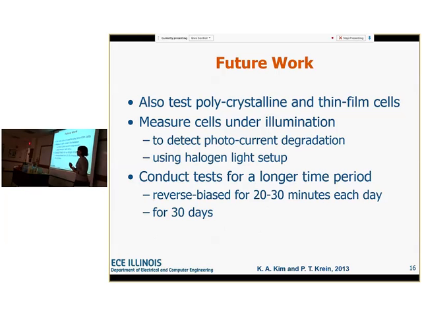We'll look at probably some polycrystalline and hopefully some thin film. We really do want to measure them under illumination, because the thing that I'm missing here is I'm not getting a sense for the photocurrent. So we want to see if those hot spots are affecting how it's taking the light and converting it into electricity. So that's another thing that we're going to try to do, and use that on a halogen light setup that we have in the lab.